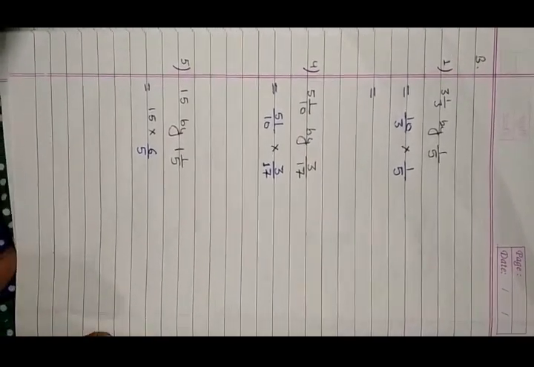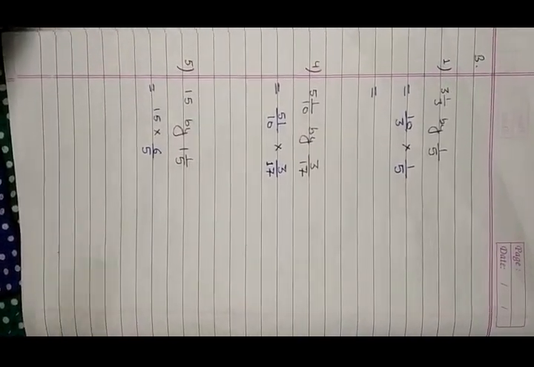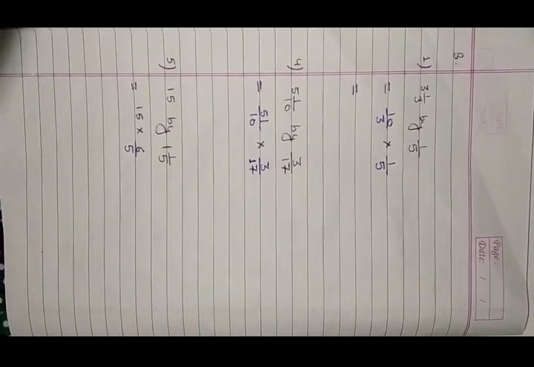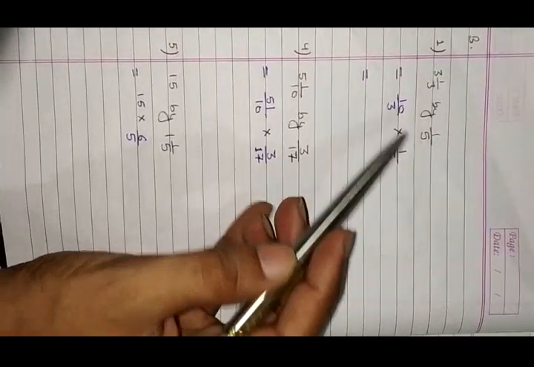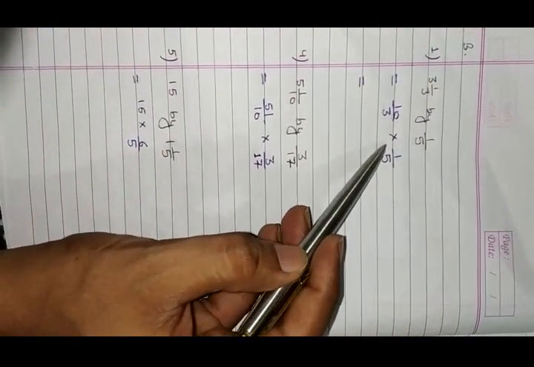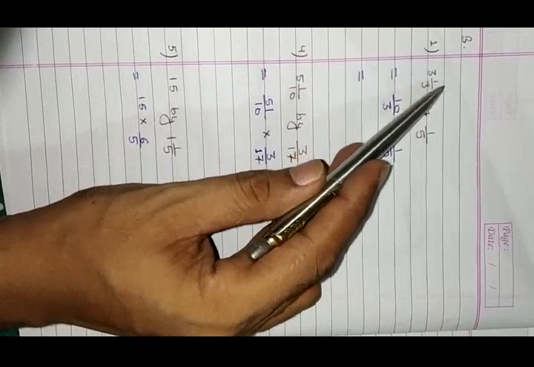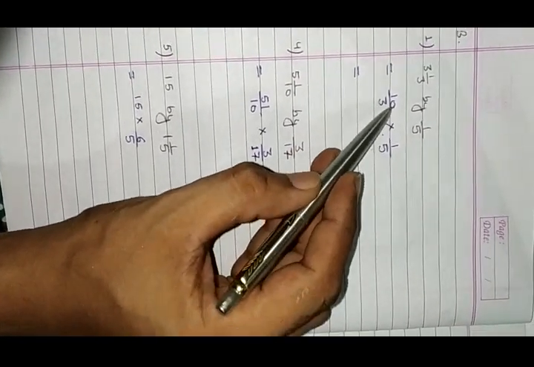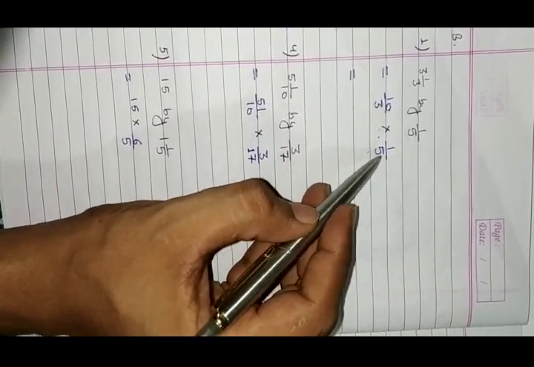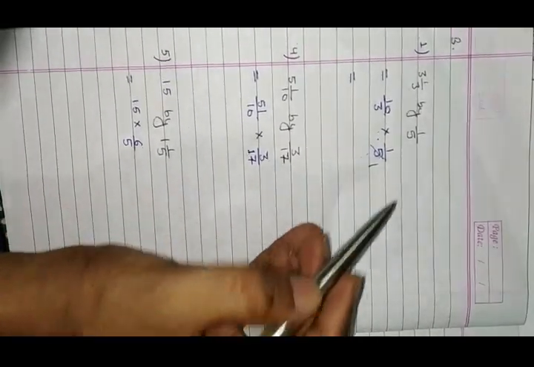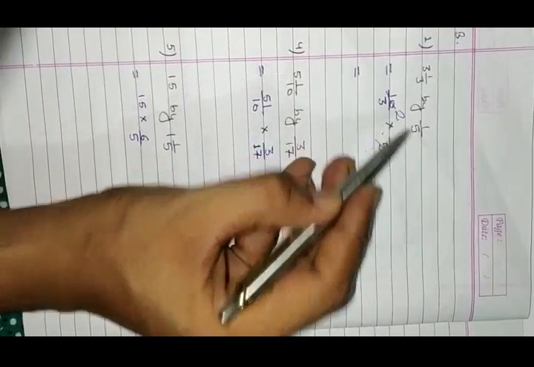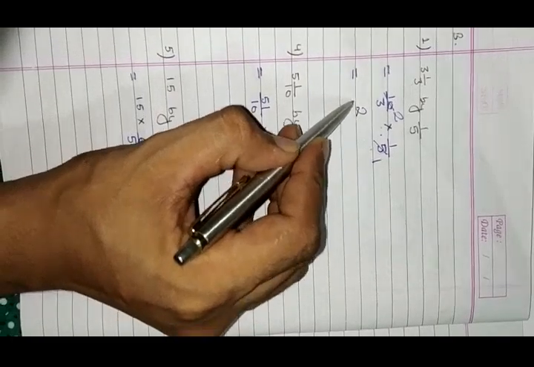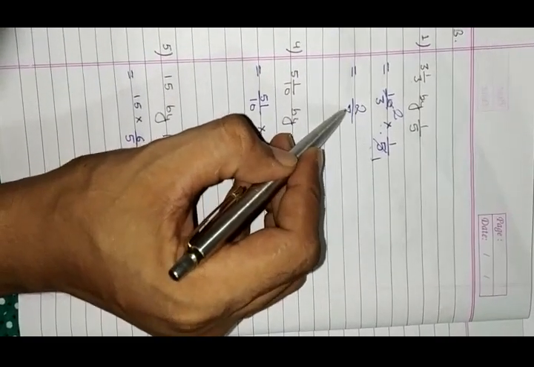B part, 3, 1 by 3 by 1 by 5. First, convert this mixed fraction into improper fraction. Multiply. 3 threes are 9, 9 plus 1, 10. 10 upon 3 into 1 upon 5. Now, the common factor in numerator and denominator is 5. 5 ones are 5, 5 twos are 10. So, numerator is 2 ones are 2 and 3 into 1, 3.